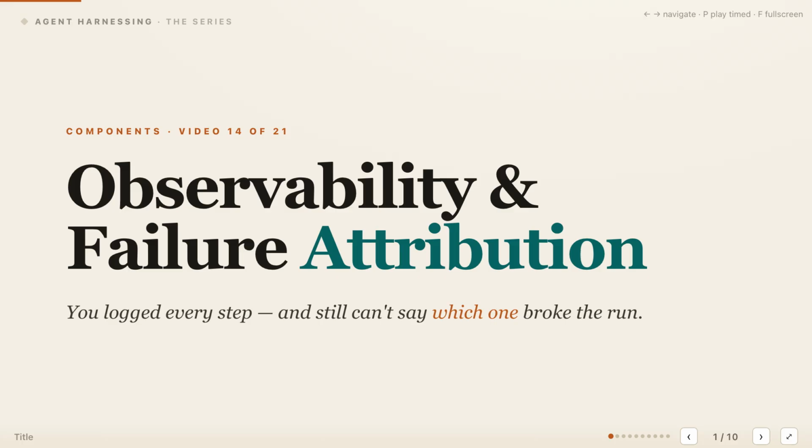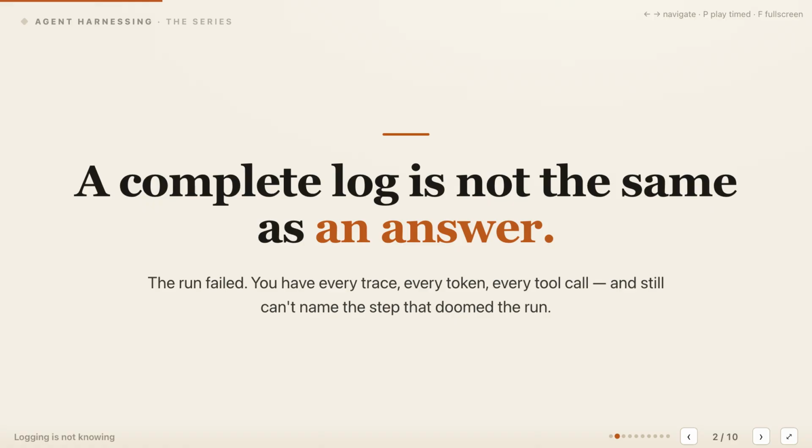Logging every step and knowing what went wrong sounds similar, but they are two very different capabilities. A complete log can tell you exactly what happened at each step without telling you why the overall run failed. You can scroll through every message, tool response, and retry, then finish with several plausible explanations instead of one defensible answer. The evidence is present, but the diagnosis is missing.